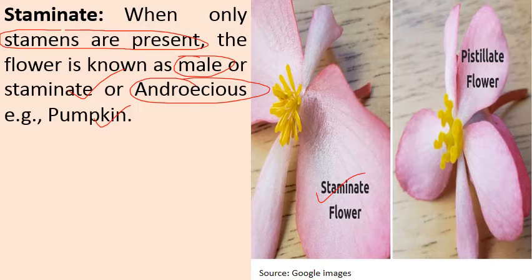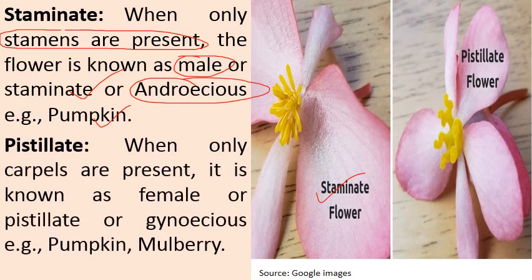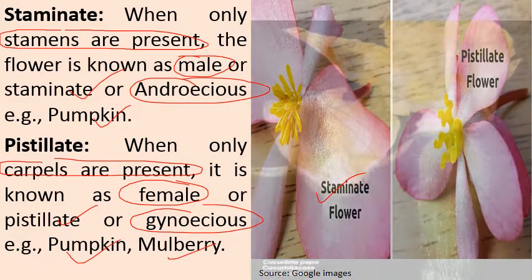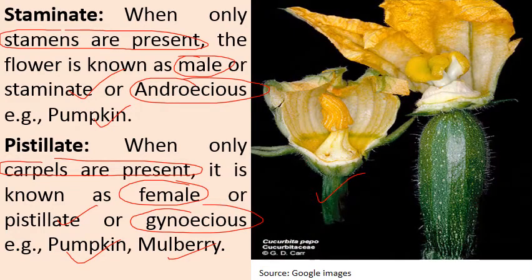And the second one is the pistillate flower, which bears the female reproductive structure. Pistillate flower is the flower when only carpels are present in the flower, and it is known as female flower, or pistillate flower, or gynoecious flower. For example, we have pumpkin and mulberry that we have already discussed. So this is a photograph of Cucurbita, which shows male flower and the female flower.